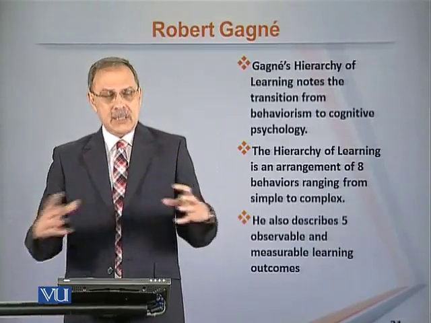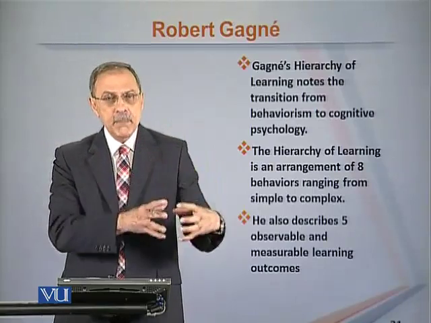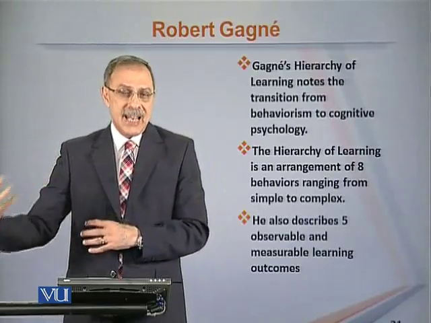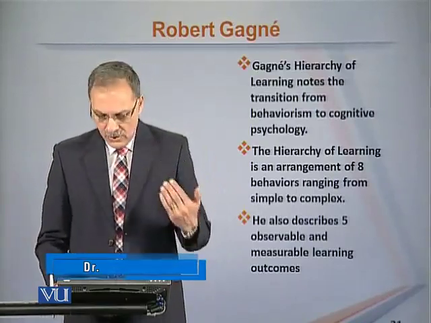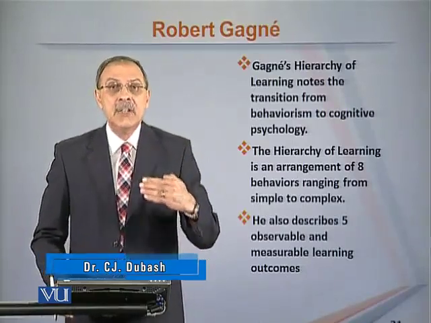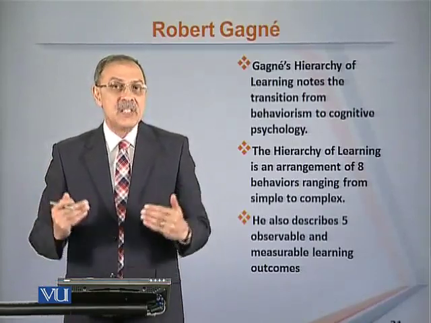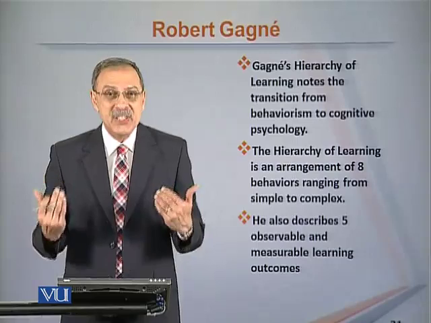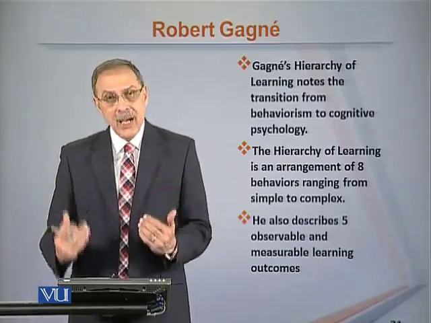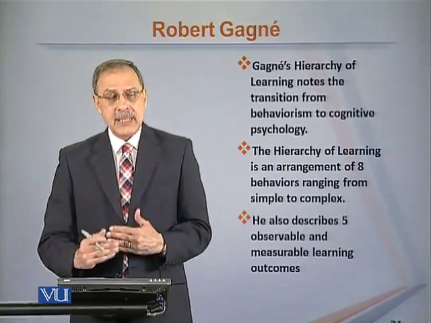So we will look at this hierarchy of learning and we will see how from simple actions he builds onto more complex actions and activities. He also gave us 5 observable and measurable learning outcomes. If a child or a student has learned something, it should be seen, it should be observable, it should be measurable. And Gagne gave us 5 such learning outcomes that we will also look at in a while.